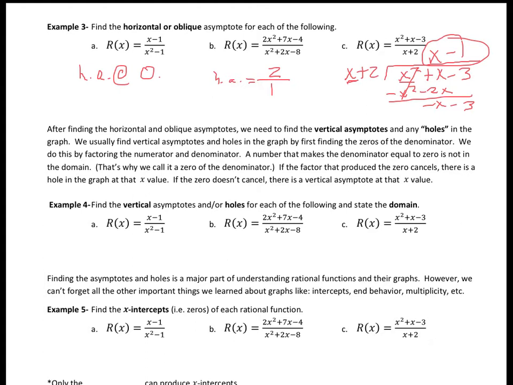So if I were to graph this, which we're not going to right now, I would graph x minus 1, so you come down 1, up 1, over 1. So I would have an oblique asymptote that looks something like that. And then my graph would go around there. And we'll show you what those look like as we go.